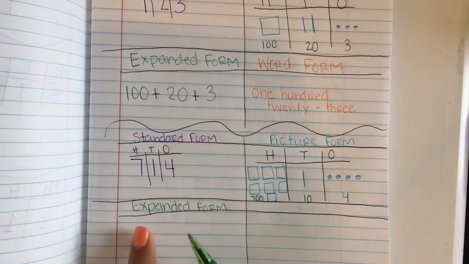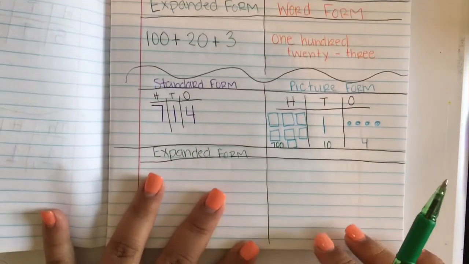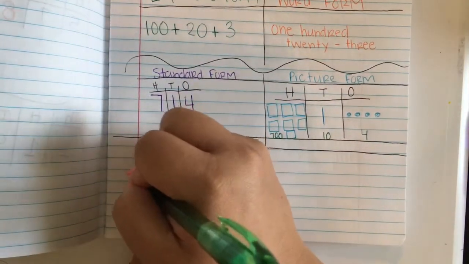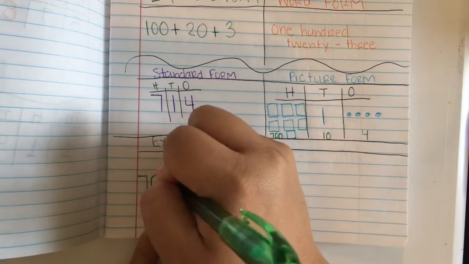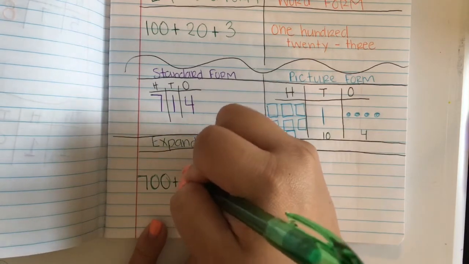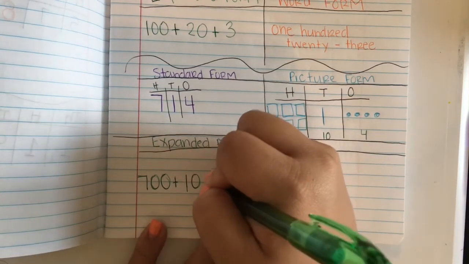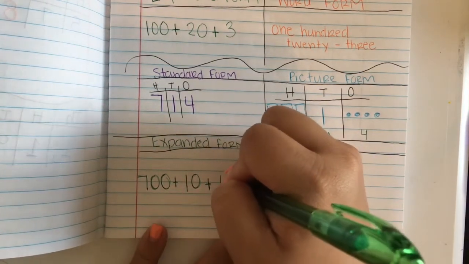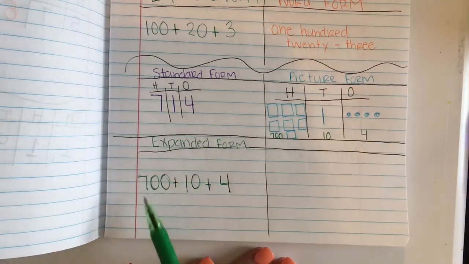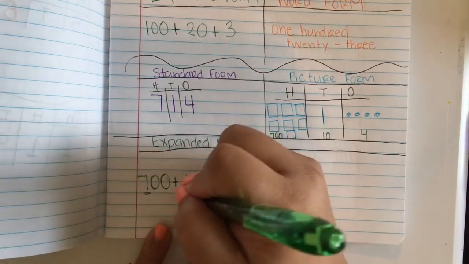Now that I've expanded my number, I expanded it by its place value. That's going to help me with my expanded form. So right here, I'm going to go 700 plus 10 plus 4. And if we add that together, we get 714.